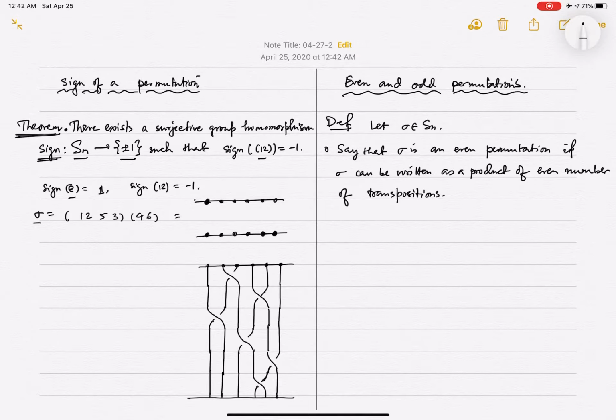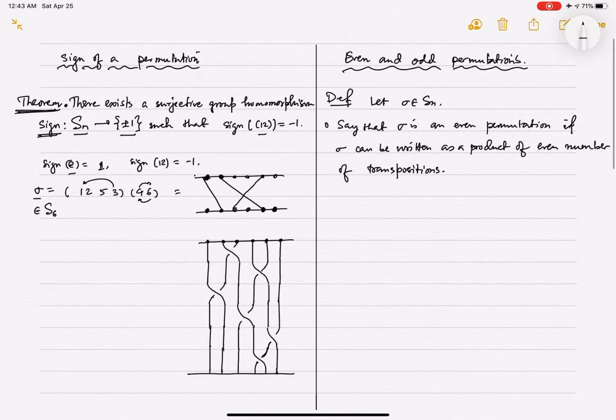So here's a permutation, an element of S6, written in cycle notation. 1 goes to 2, 2 goes to 5, 5 goes to 3, 3 goes back to 1, and then 4 goes to 6, 6 goes back to 4. Given a permutation, I draw something called its graph. So I say 1 goes to 2, 2 goes to 5, 5 goes to 3, 4 goes to 6, oh, 3 goes to 1, I forgot that, and then 6 goes to 4. That's the graph of this sigma.